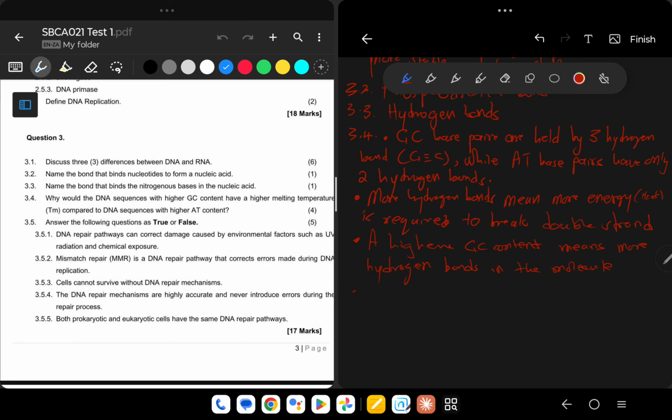Furthermore, on our last point, this makes DNA more thermally stable. We said that DNA is more stable earlier when differentiating it from RNA. So this makes DNA more thermally stable. When we talk about thermally stable, I mean in terms of heat. So this will result in a high melting temperature.